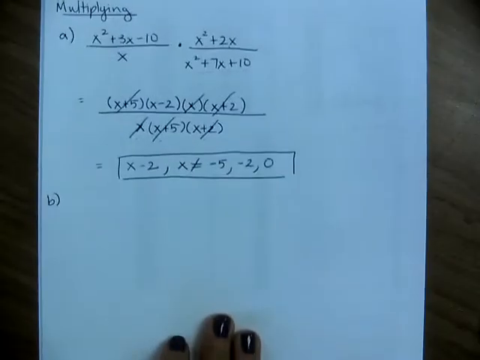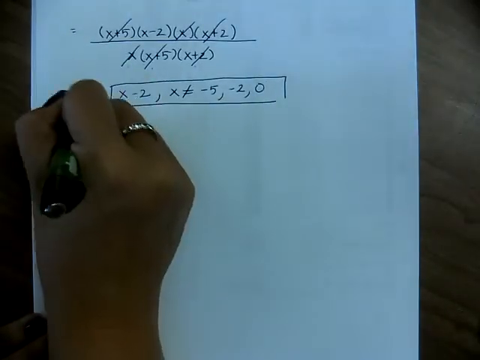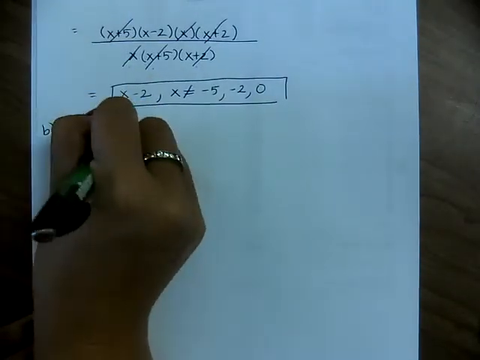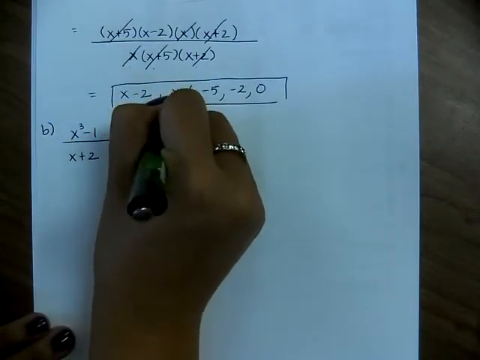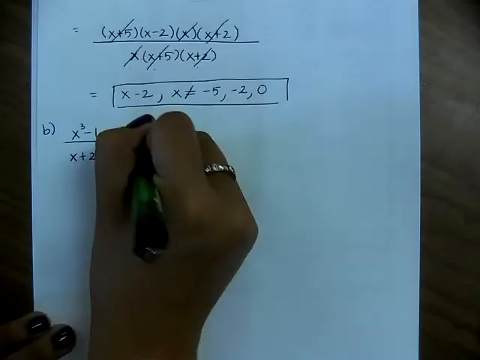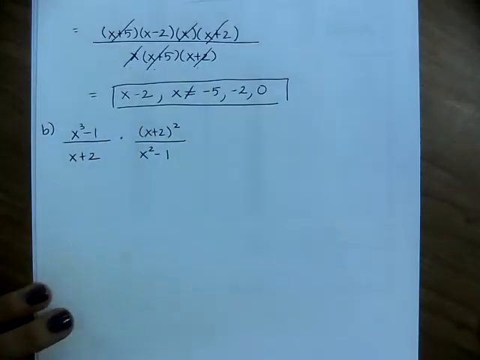Let's try another one of those. x cubed minus 1 over x plus 2 times x plus 2 squared over x squared minus 1.